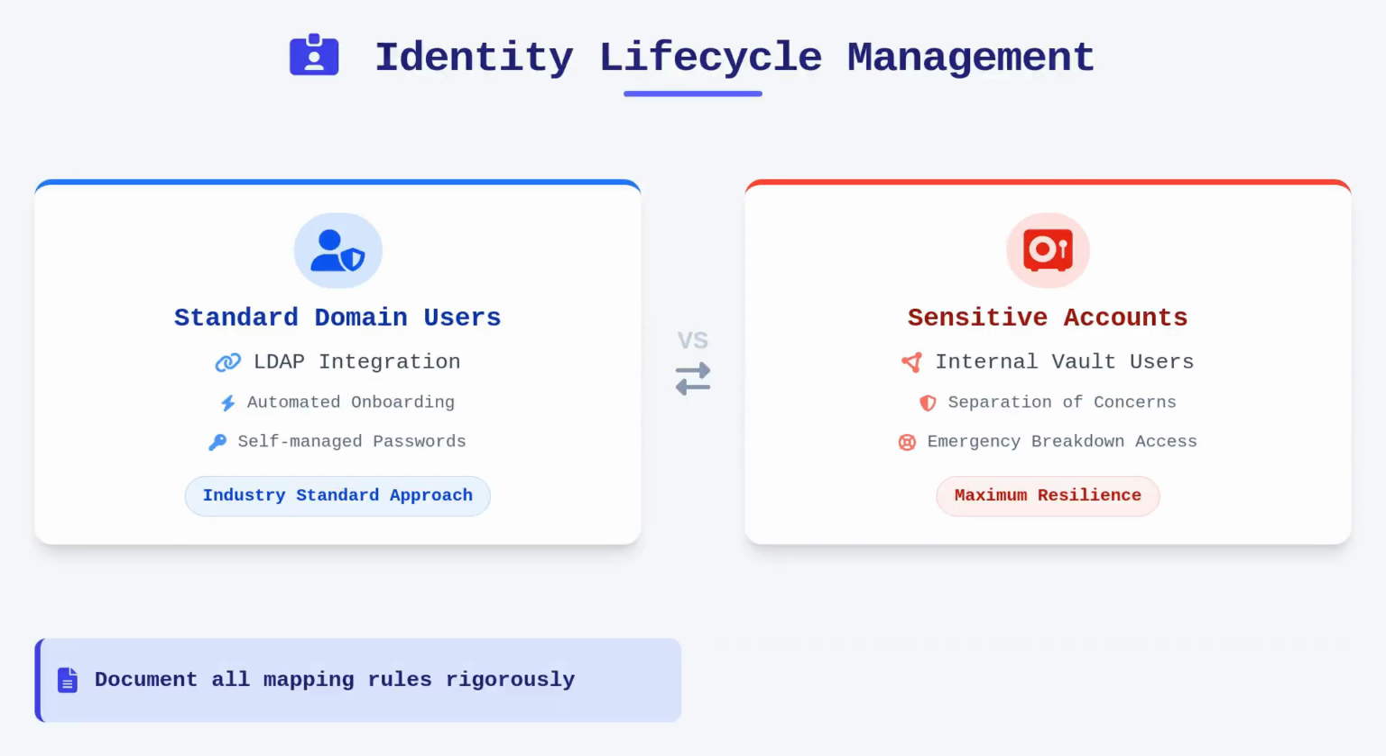Always document your mapping rules and frequently audit the relationship between your directory structures and vault groups to prevent permission creep. By grounding your user management strategy in these established principles, you ensure that your vault remains both secure and highly maintainable as your organization grows.